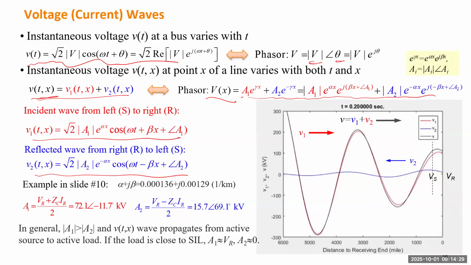We call the first wave the incident wave because the amplitude is decreasing from left to right. The other wave will be the reflective wave, moving from right to left. Because we know the active power is sent from left to right, from the sending end to the receiving end, the red wave will always be bigger than the blue wave. It's like you send some energy from left to right, and some of the energy will be reflected back. That's why we call the red wave the incident wave and the blue wave the reflective wave.